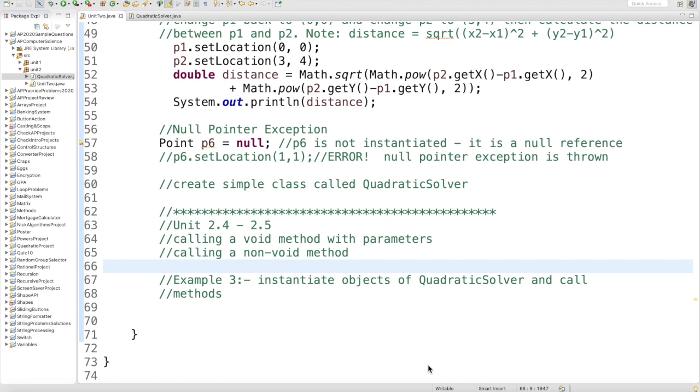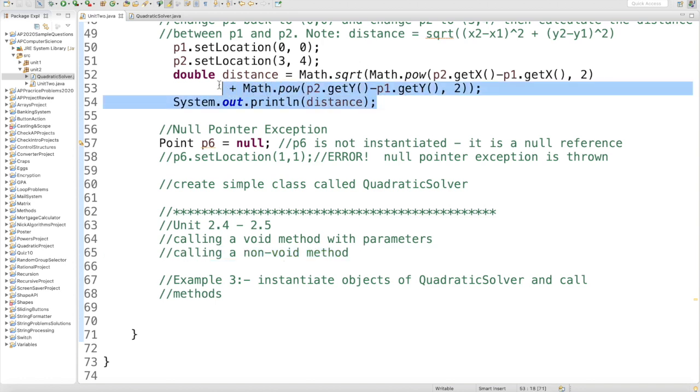Well, we're back, and this is Unit 2.4 and 2.5. What we're going to be doing now is calling methods. We're going to call a void method with parameters, and a non-void method as well. We did this before. We did a non-void method at the top, right? We did this in 2.3. We were calling, for example, getY. That returned something. It was not void. No parameters.